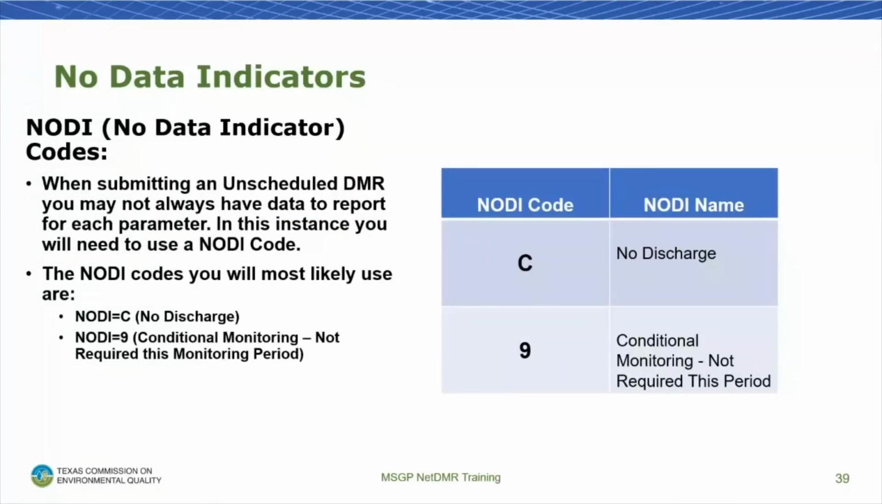Like Michaela mentioned previously, there might be an instance that you're going into an unscheduled DMR to submit an exceedance of some kind, but because the unscheduled DMR is going to be pulling up all of the parameters that are associated, you're going to want to use a NODI code for the ones that you don't have data or don't need to report for. The NODI codes that you most likely are going to use will either be NODI equals C, which represents no discharge, and NODI equals 9, which is conditional monitoring not required this period.